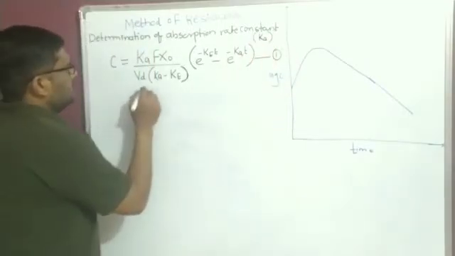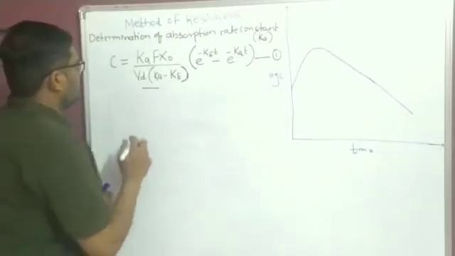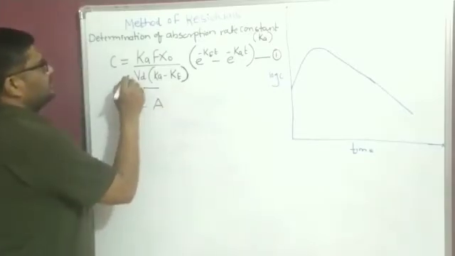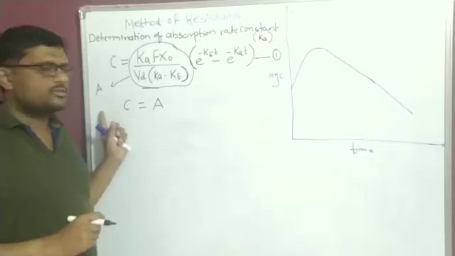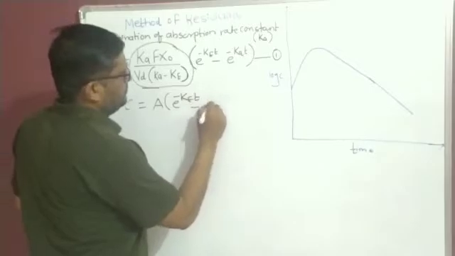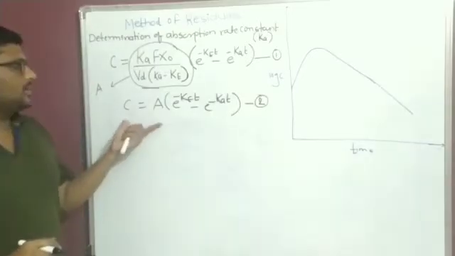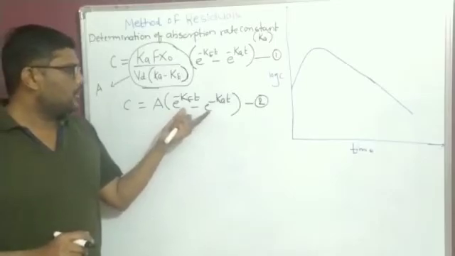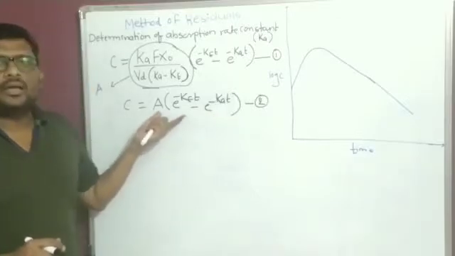Now, if you take this whole term as a constant, it is also called a hybrid constant. We will consider it as A, which is called the hybrid constant. Then the equation becomes equation 2: C = A (e^(-Kt) - e^(-K_a t)). So A is the hybrid constant.